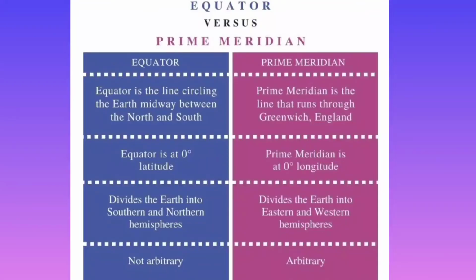Now let's understand the difference between equator and prime meridian. Equator is the line circling the earth midway between the north and south, whereas prime meridian is a line that runs through Greenwich, England. Equator is at 0 degree latitude, while prime meridian is at 0 degree longitude. Equator divides the earth into southern and northern hemisphere. Prime meridian divides the earth into eastern and western hemisphere.